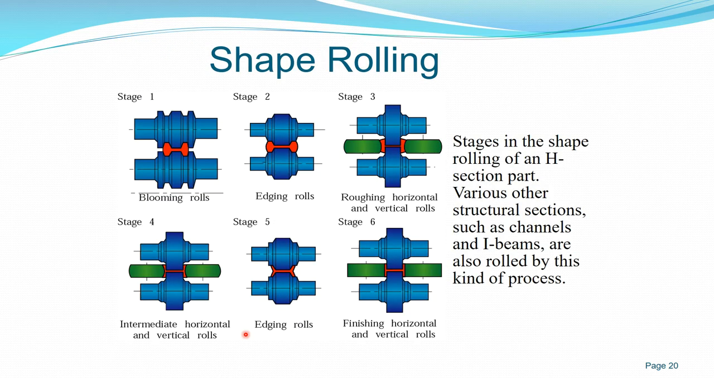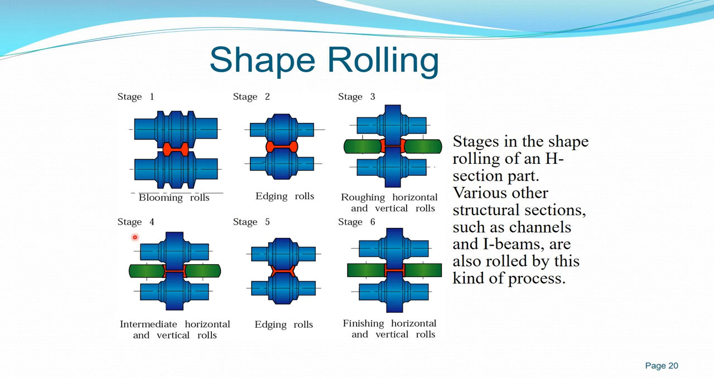For example, in shape rolling, first we have the blooming coming from casting. Then we roll it to the shape of the blooming rolls. In the second stage, we have the edging rolls, which make the thickness smaller and extend the edge of the blooming rolls. Then in stage three, we rough the shape with horizontal and vertical rolls. We have two sides here to control the shape of the edge.